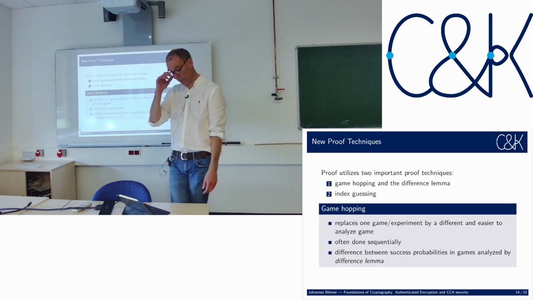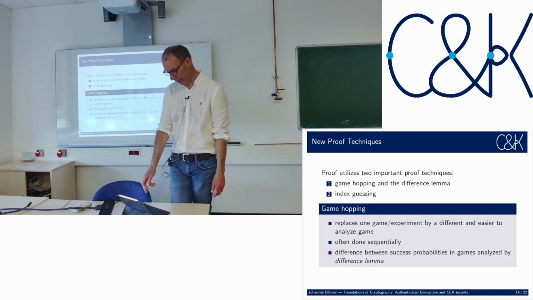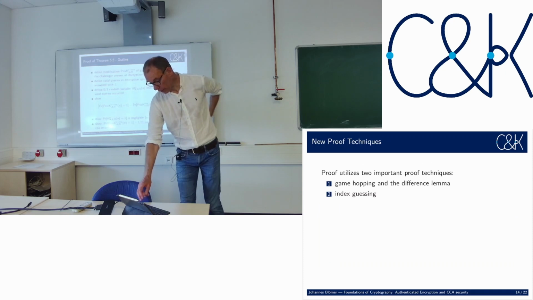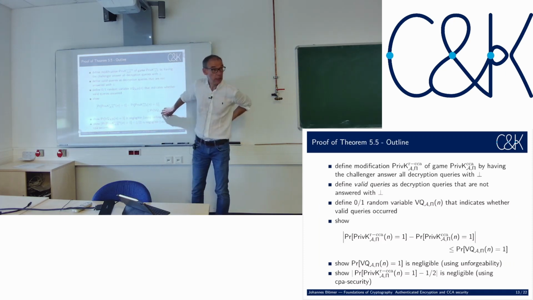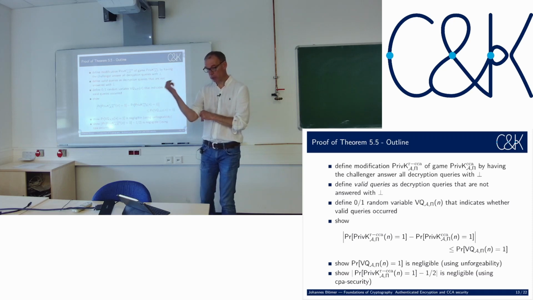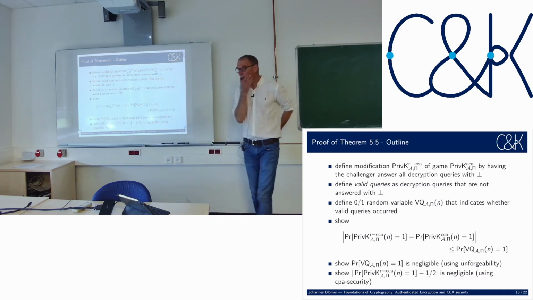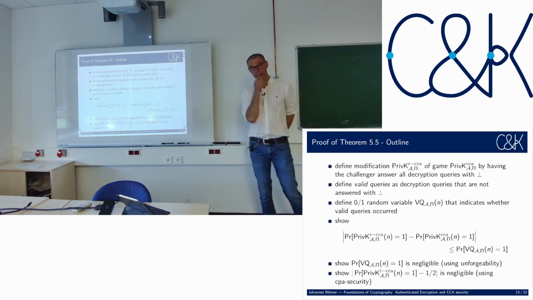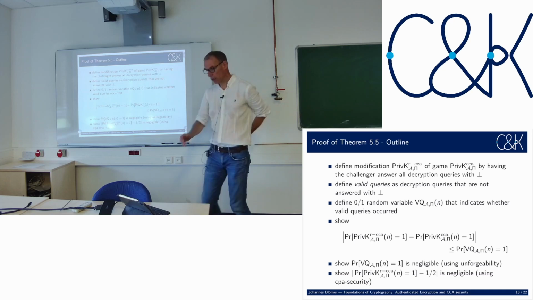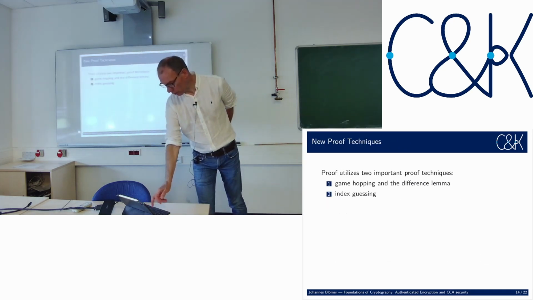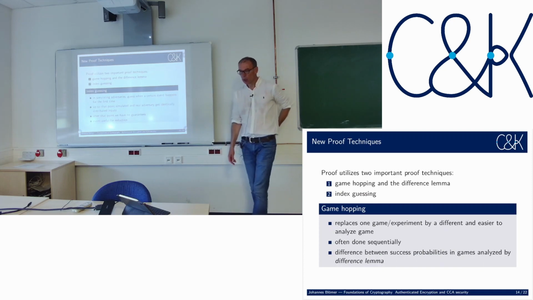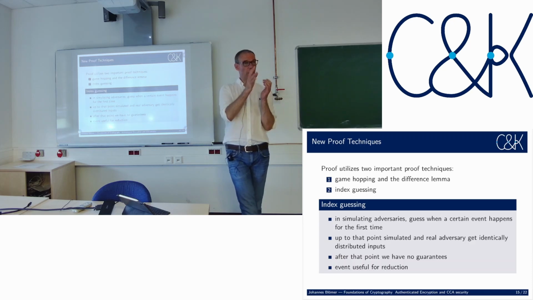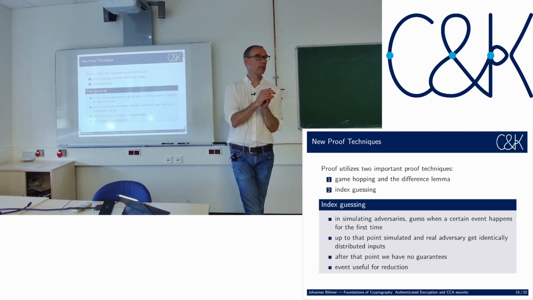And as I said, we use that in this CCA game and RCCA game. But then we have to analyze also, in our case, this probability here. Okay, and for that probability, we use another important technique that's called index guessing. And this technique, in general, does the following. We want to simulate adversaries, and we want to guess when a certain event happens for the first time.